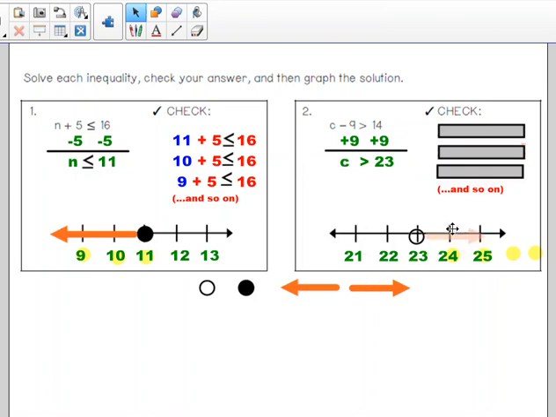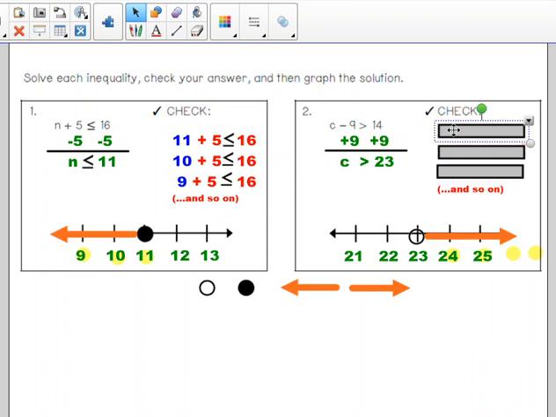So we want the arrow showing all the numbers that are greater than 23. So we're just going to do that, okay? That would be our solution set, anything greater than 23. Now, if I want to check this, I want to try some of those numbers that are greater than 23.